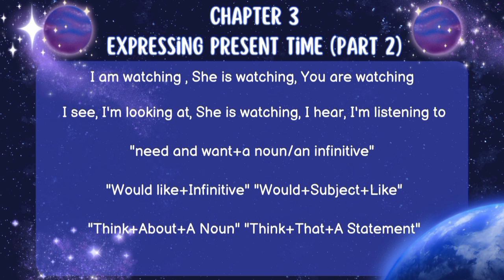The present progressive expresses actions that are happening right now. The present progressive uses am, is, and are in question or in negative. Non-action verbs are not used in the present progressive. See is a non-action verb. Look at is an action verb. Watch is an action verb. Hear is a non-action verb. Listen to is an action verb. For example, I see, I'm looking at, she's watching, I hear, I'm listening to.